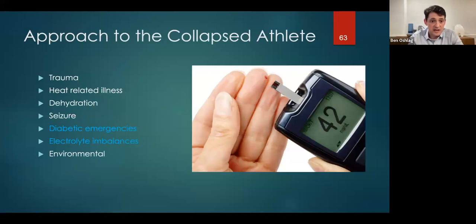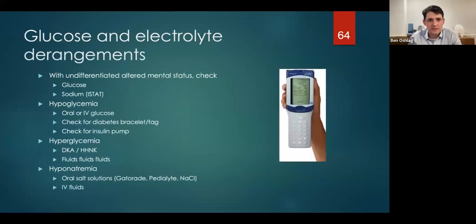Next thing I want to talk about is diabetic emergencies and electrolyte imbalances. They kind of go along together, and being able to have your index of suspicion up to know when to look for those things is important. So with undifferentiated altered mental status, most places will have an AccuCheck or some other way to check glucose. If you have an iStat, that's a great way to check sodium. It's a little more rare, but a lot of big races, you'll have them because hyponatremia is certainly a risk factor.